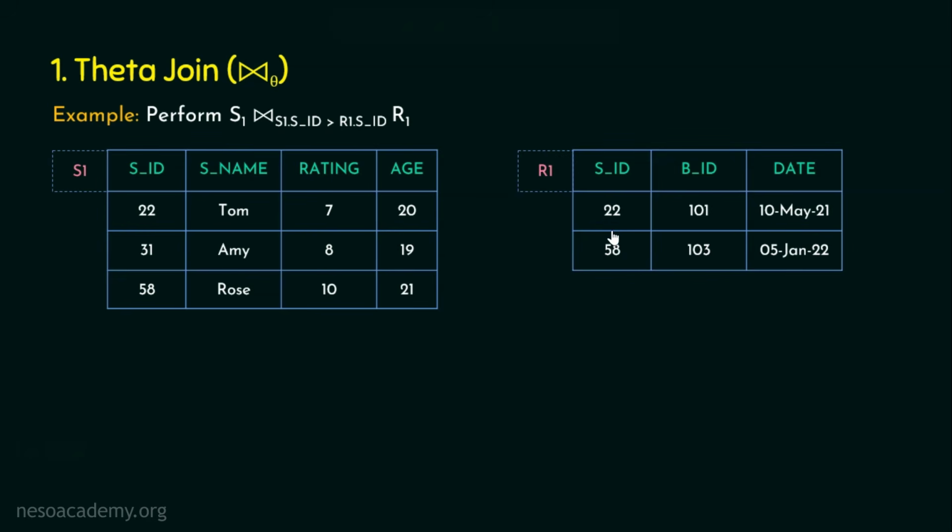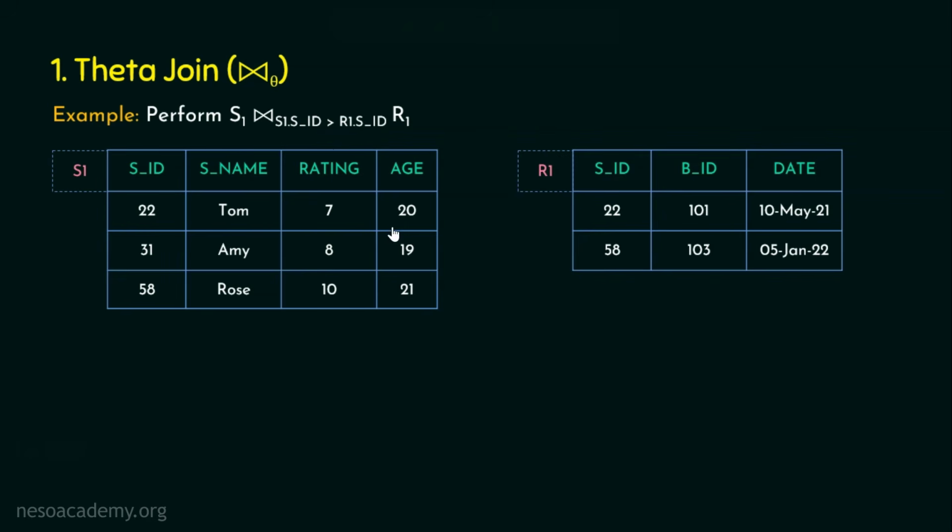Then this row will be combined with these 2 rows, and this row will be combined with these 2 rows. So we will be getting the output table as 6 tuples. And after that, we are going to apply the join condition, which is this, where SID of this S1 relation, which is this, should be greater than the SID of this R1 relation, this. So obviously, this is the join condition.